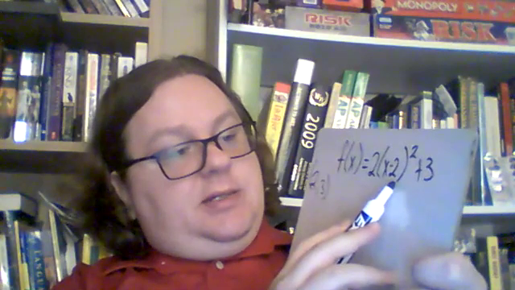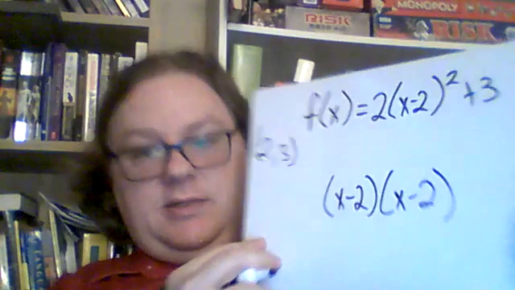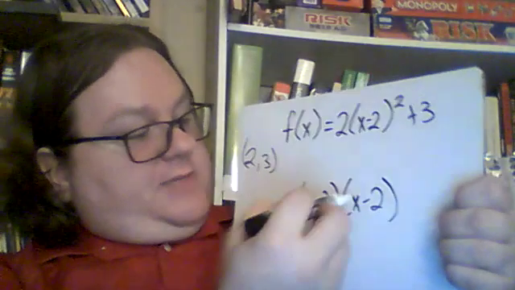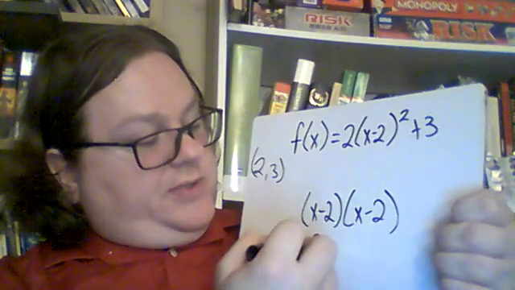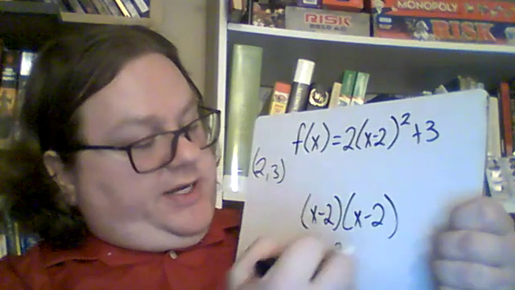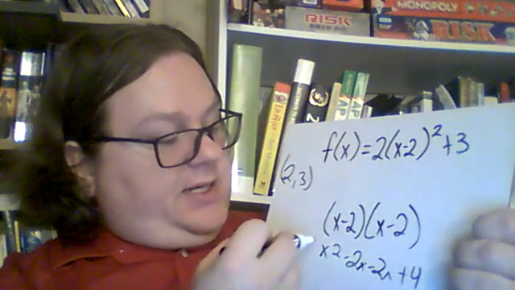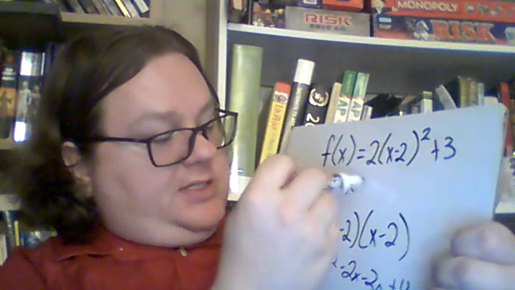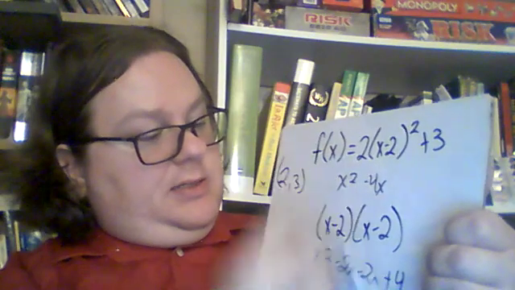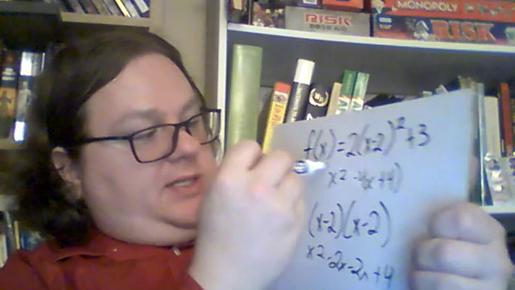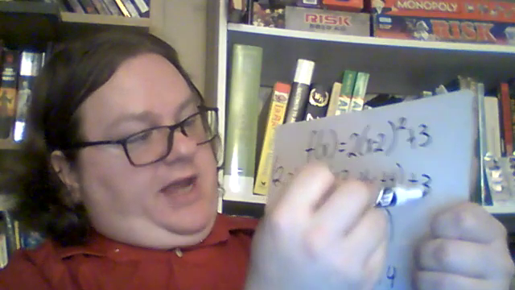So how do we get that? Well, first off, we do the parentheses, we do the exponents first. So we're going to do x minus 2 times x minus 2, like this. X times x is x squared. X times negative 2 is negative 2x. This is also negative 2x. And this is positive 4. So now we've got, move this back up here, x squared minus 4x plus 4 in parentheses with a 2 in front of it and a plus 3 after it.